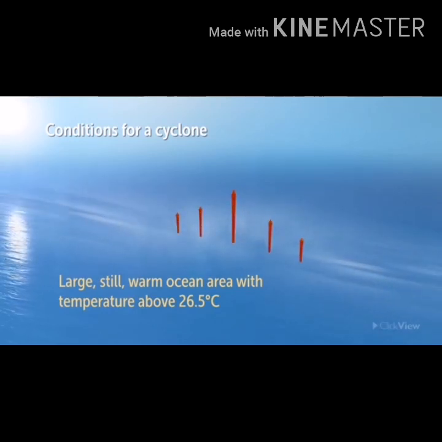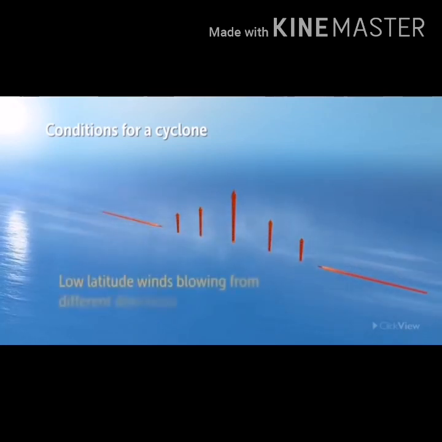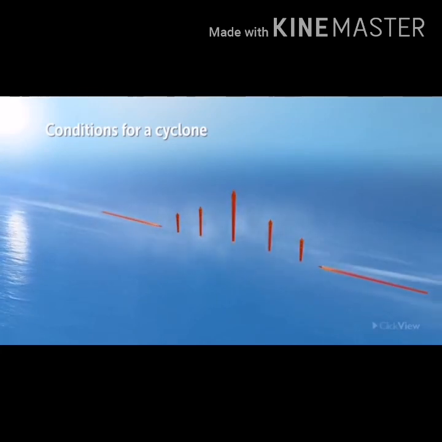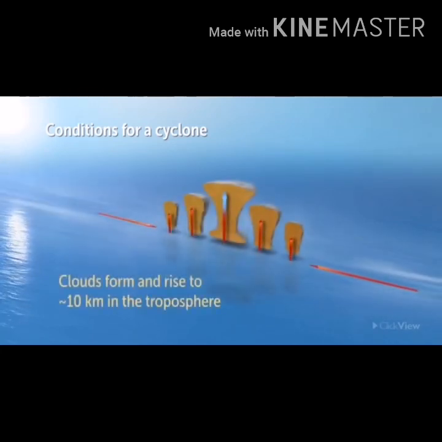As air warms over the ocean, it expands, becomes lighter, and rises. Other local winds blow in to replace the air that has risen, then this air is also warmed and rises. The rising air contains huge amounts of moisture evaporated from the ocean's surface. As it rises, it cools, condensing to form huge clouds about 10 kilometers up in the troposphere.